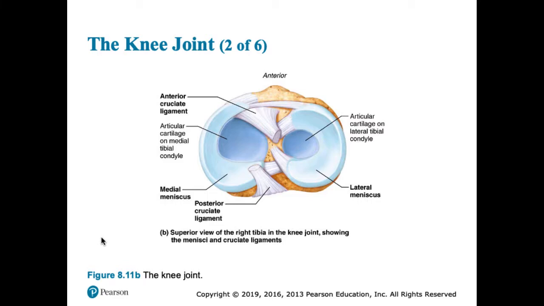And of course, this is the superior view of the right tibia, showing the meniscus, and menisci, I should say, and the cruciate ligaments. So here's that anterior cruciate ligament. Here's that lateral meniscus, and then the articular cartilage. And then, of course, here is that posterior cruciate ligament and that medial meniscus.